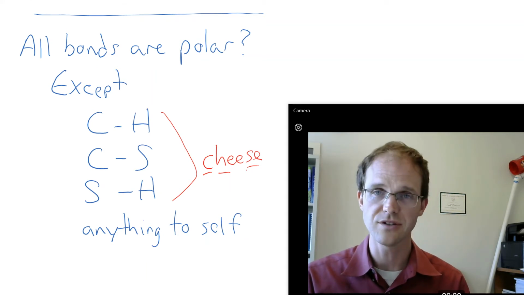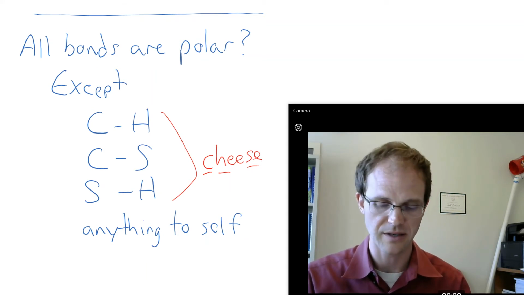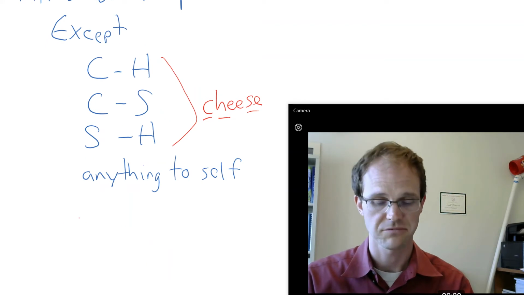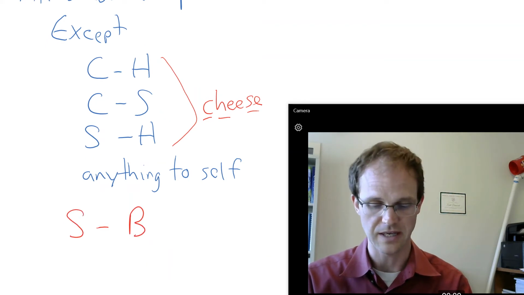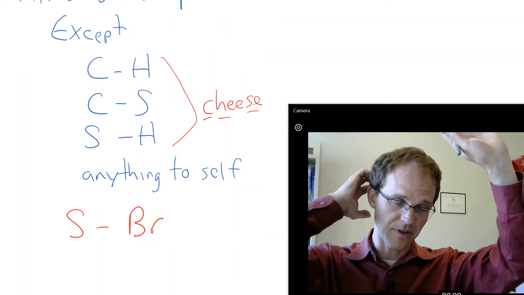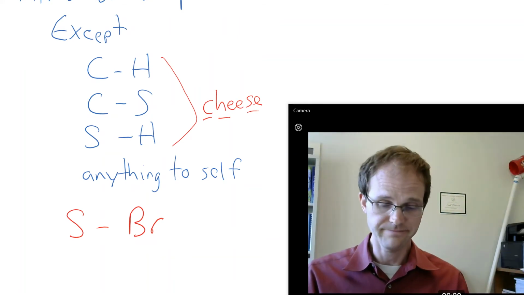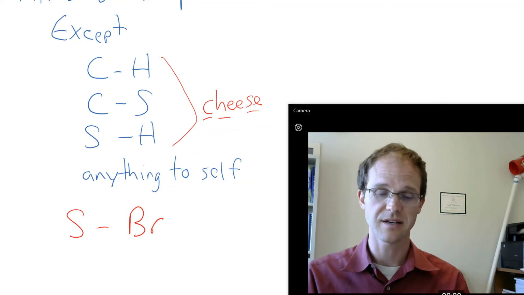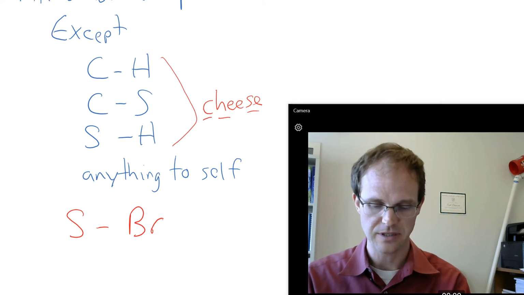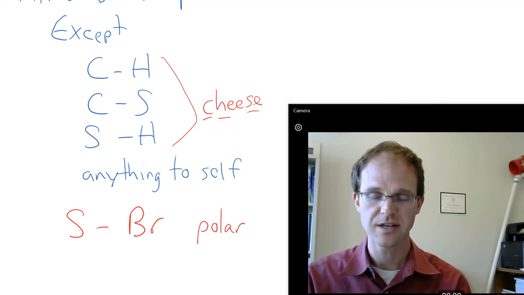So you can look at a bond and be like, oh, well, if I've got sulfur bonded to bromine, you could go look up in that table, oh, let me look what it is for sulfur, subtract it, figure out, oh. But, in my world, it's not on that list. It's not cheese. Therefore, it's polar. And it turns out it acts polar.